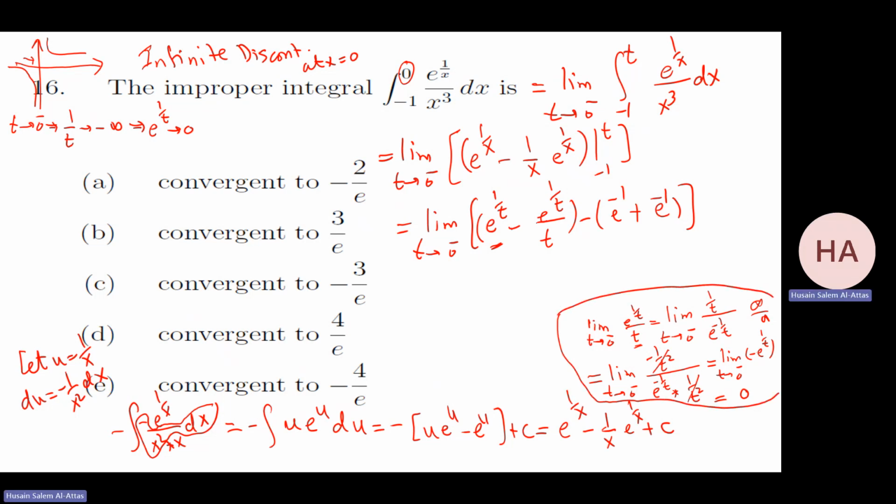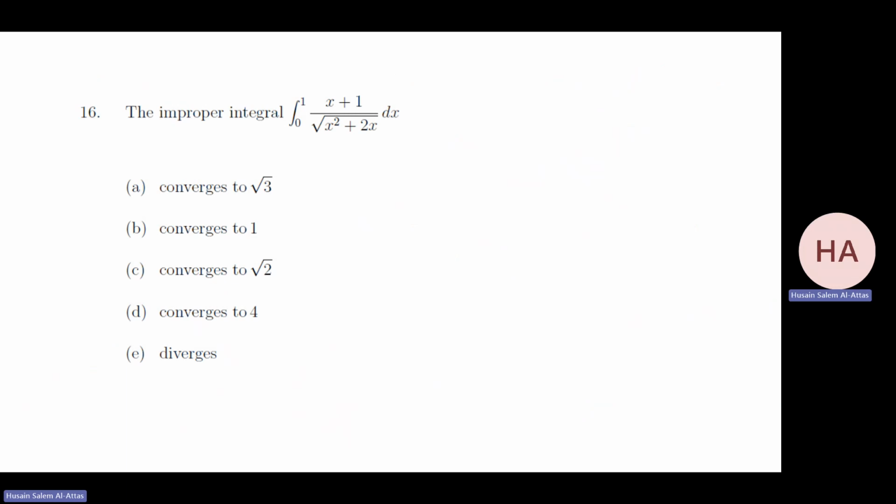Sometimes you need to be careful with the limit. So that will be 0 minus 0 minus 2e to the minus 1, which is minus 2 over e. That's the answer. Be careful with the calculation in limit problems.